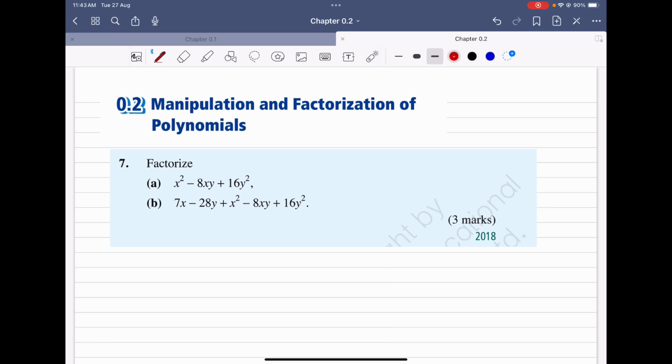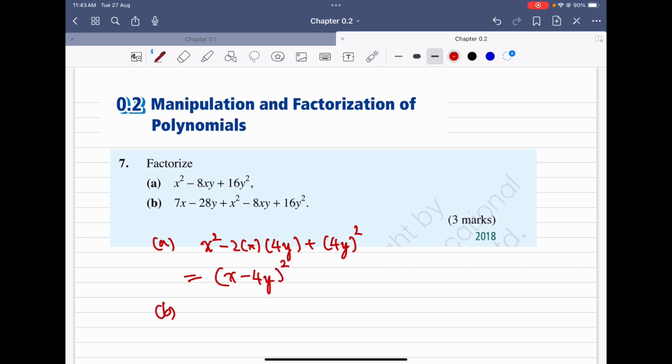Okay, so next one is question number 7, part A. Can I use the identity to do so? So you think about it, x squared minus 2x times 4y, plus 4y bracket squared. That's actually, you can. So it is x minus 4y bracket squared.